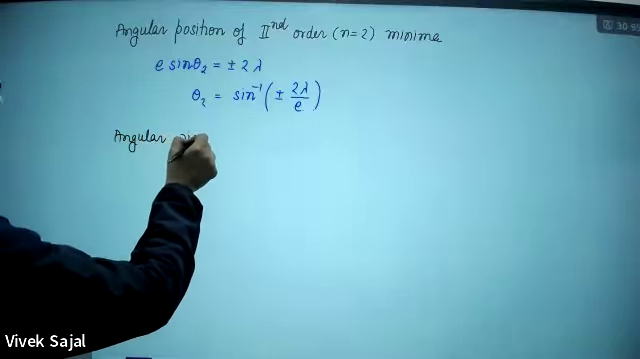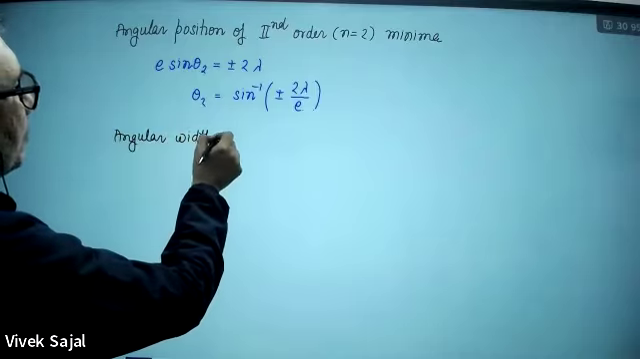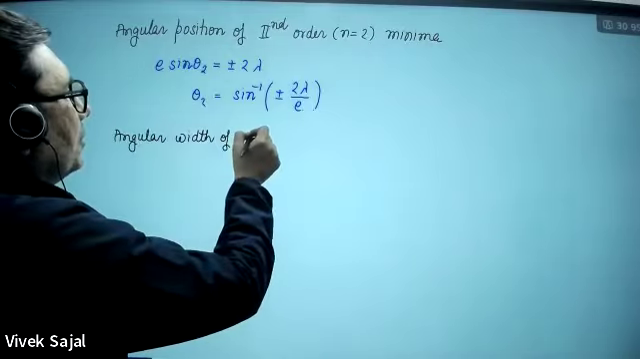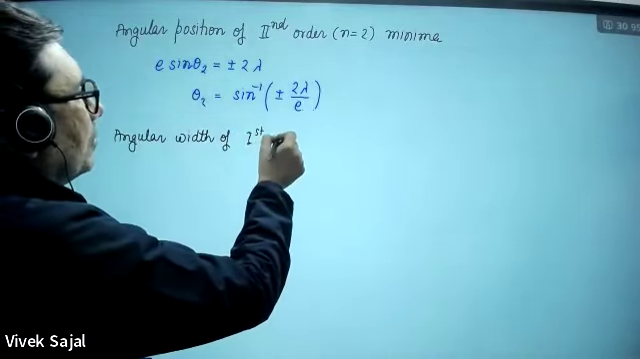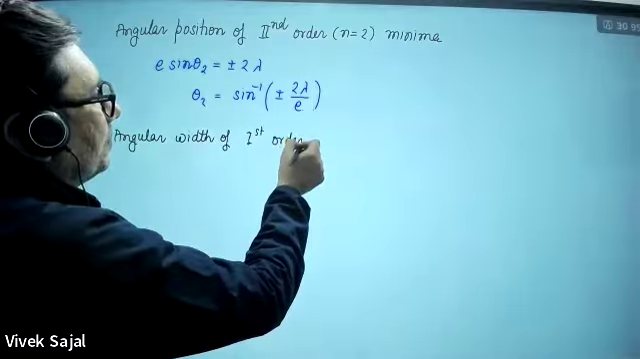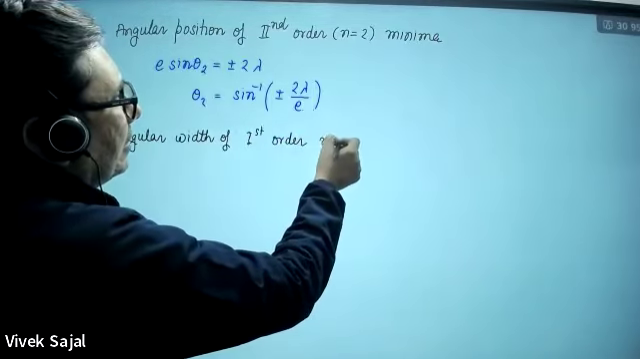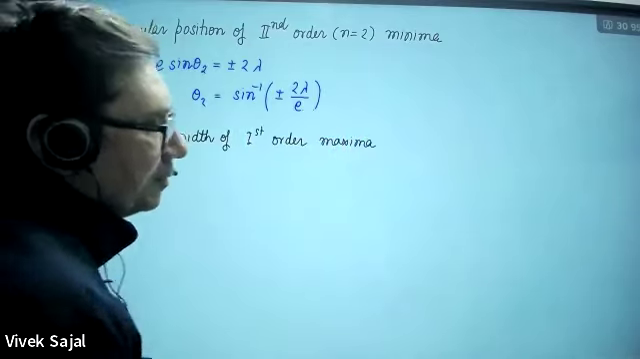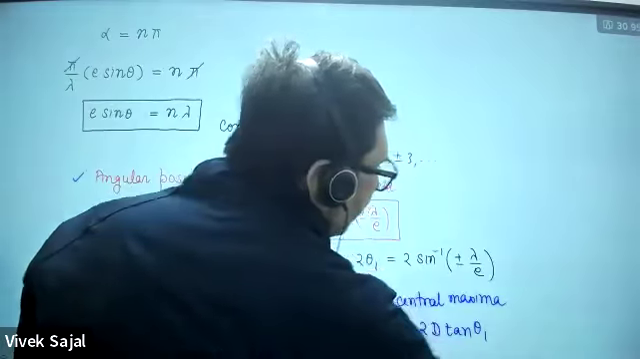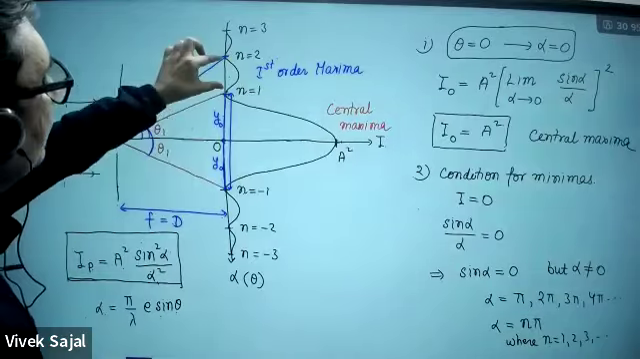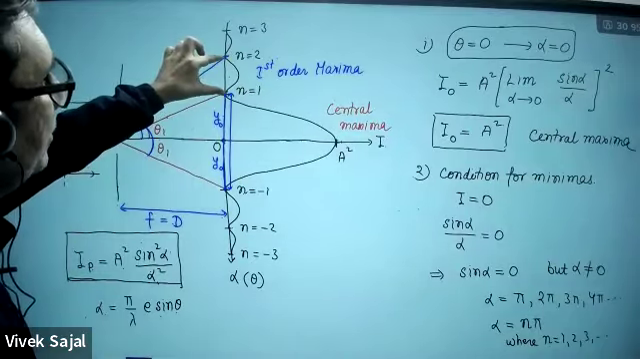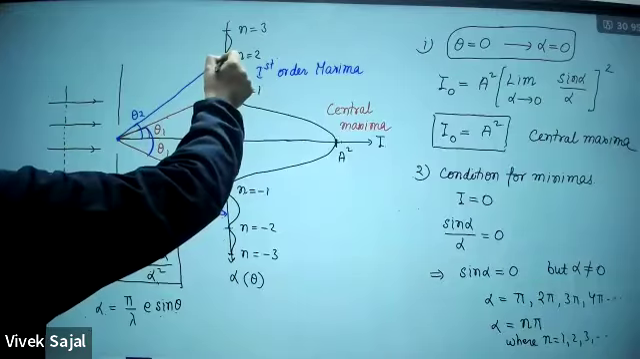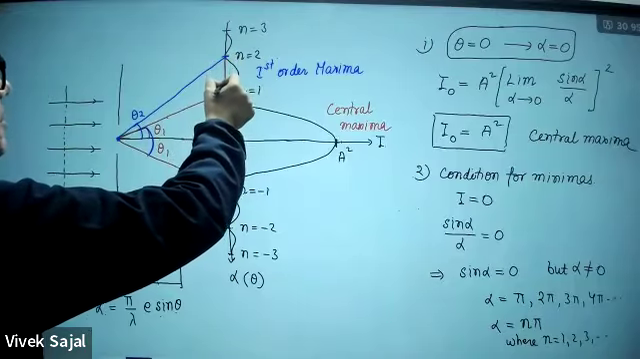Angular width of first order maximum. Not central, this is the first order maximum. Now you want to find out the angle that is subtended by this width. This is the width here. So here, this is the width of the first order maximum.